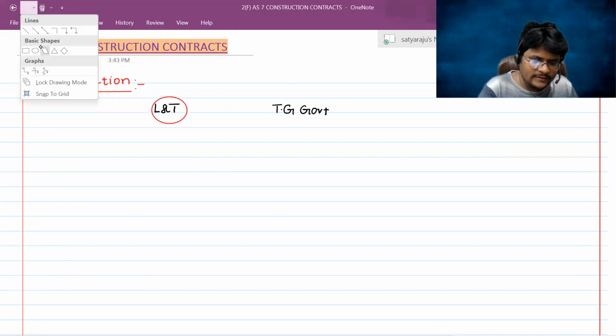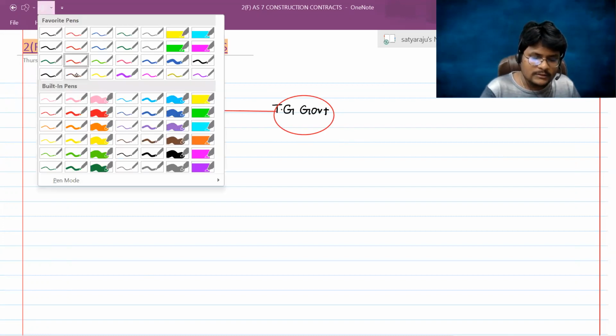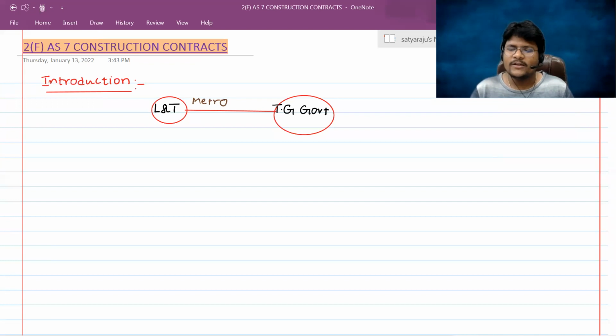Now let us check, guys. I'm talking about phase number 1. The agreement between L&T and the Telangana government is that they have to construct the metro train. Such a metro includes railway lines, railway stations, electrical paths and all other things which form part of railway transportation. Is it okay, guys?